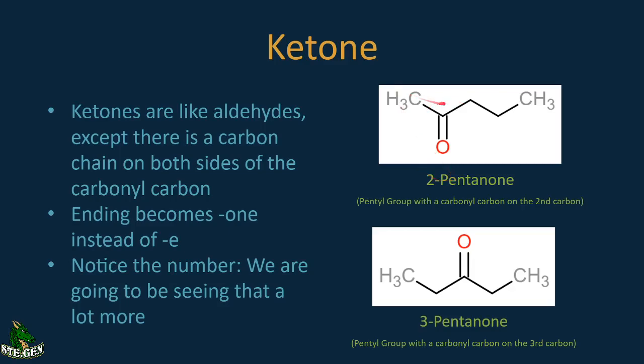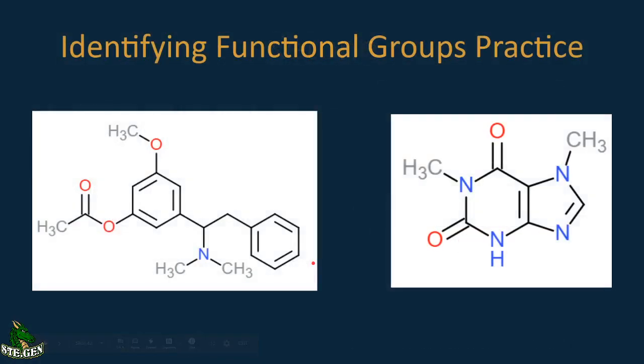So like this one is 1, 2, 3, 4, 5 carbons. That's pentane. But then at position 2, we have a ketone. So we change the ending to -one, and then we add in the number 2 to indicate that at position 2, there is a -one group or a ketone group on this pentane molecule. This one would be 3-pentanone because it's at position number 3, a pentyl group, 1, 2, 3, 4, 5, with a carbonyl carbon on the 3rd carbon.